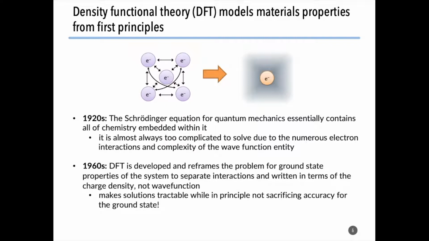So in the 1960s, Walter Kohn and others developed this density functional theory technique that reframes this interacting electron problem into a much less complex problem that depends only on the charge density. And what this did is it actually made it possible to solve approximations to the Schrödinger equation using computational techniques, and in a way that doesn't really sacrifice too much of the accuracy for a lot of practical materials. So this ended up winning a Nobel Prize.